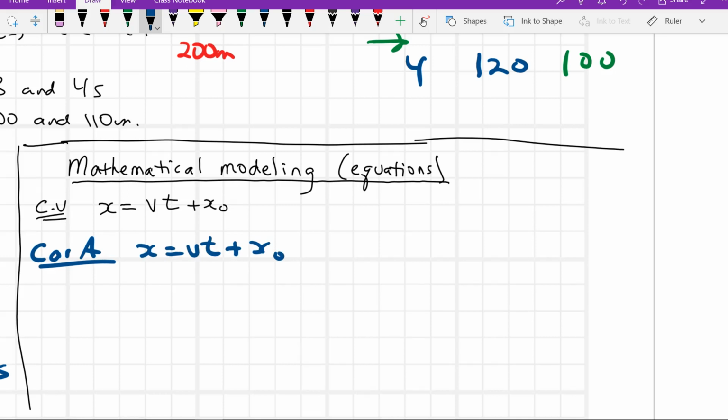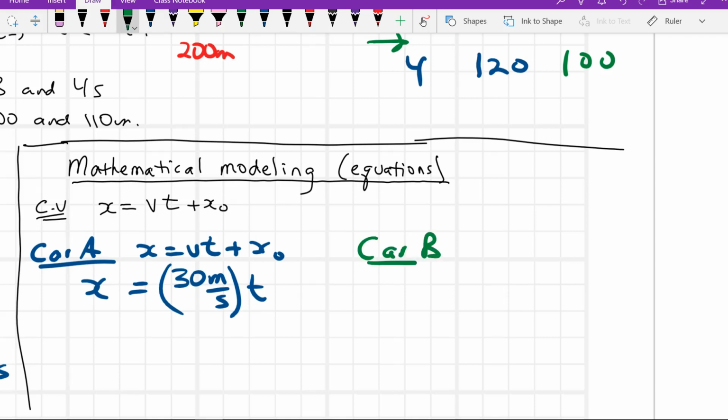Now what are all the things that I know? Well, the velocity I was told I think was 30 meters per second, so I'm going to write 30 meters per second for the velocity, and the original position was 0, so I still have time here, and there's x. Okay, so at any given moment of time, if you plug in the time here, x will be the position of car A. So how about car B? Same idea, we're going to say that the x for car B is going to be equal to, now I don't think it was 30, I think it was minus 25. And then they started at 200.